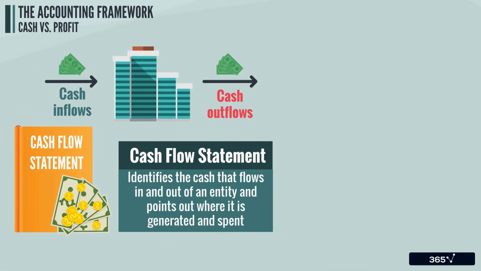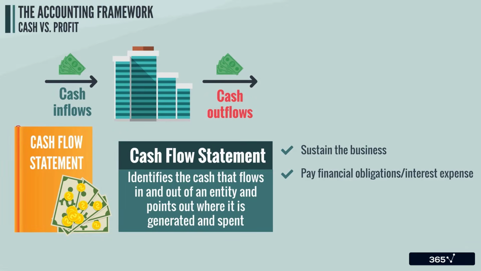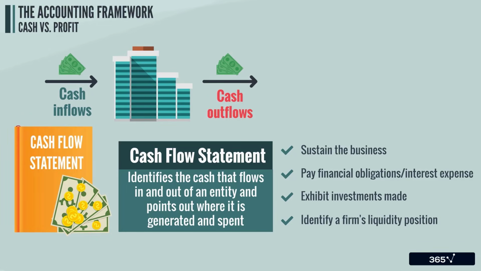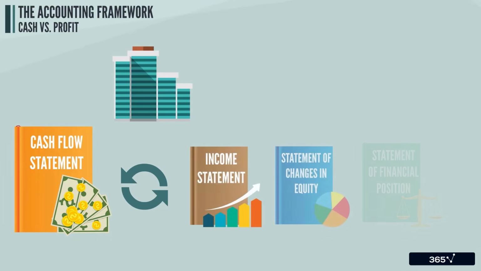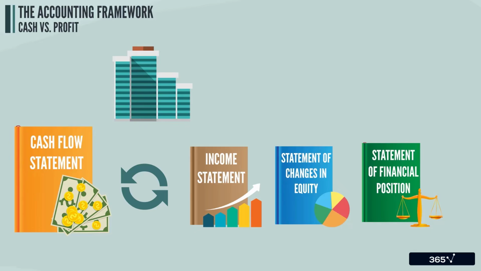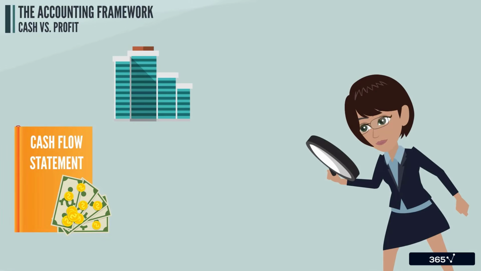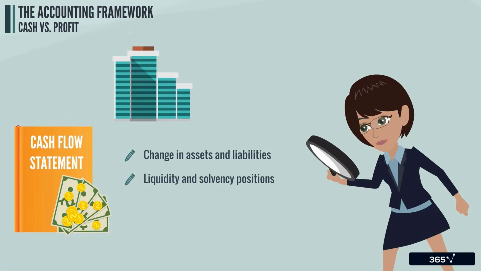It shows whether day-to-day operations bring enough cash to sustain the business, to pay the outstanding financial obligations and interest expenses. It also tells us how much has been invested so far, along with a company's liquidity and resourcefulness to take advantage of new business opportunities as they arise. That's why it plays an important role in budgeting and forecasting as well. Needless to say, the use of the cash flow statement is very much in sync with the rest of the financial reports. Above all, users can gain further appreciation of the change in assets and liabilities, or scratch the surface of an entity's liquidity and solvency positions.